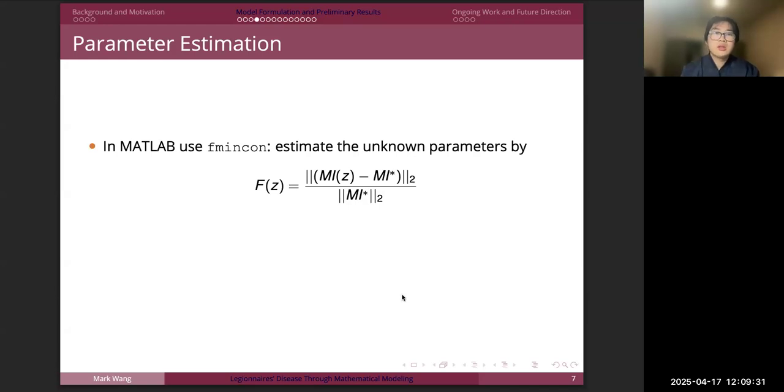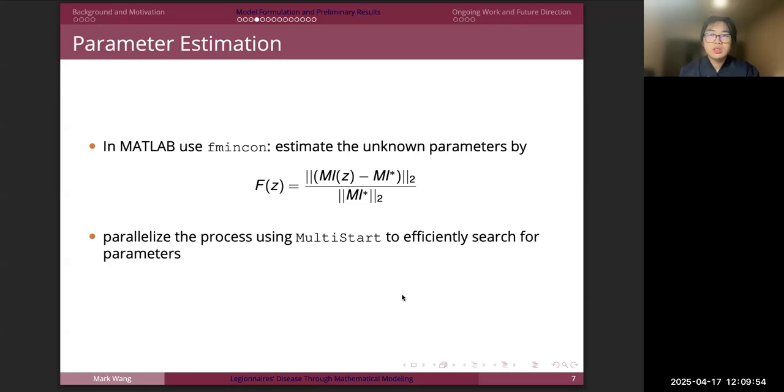Since again there isn't much data on Legionnaires' and it's pretty underreported, we had to do a lot of parameter estimation to get the parameters for our model. To do this, we used fmincon inside of MATLAB, and we took the L2 norm of the difference between the actual data and our simulated data. To make this more efficient and more accurate, we wanted to parallelize this process using multi-start.